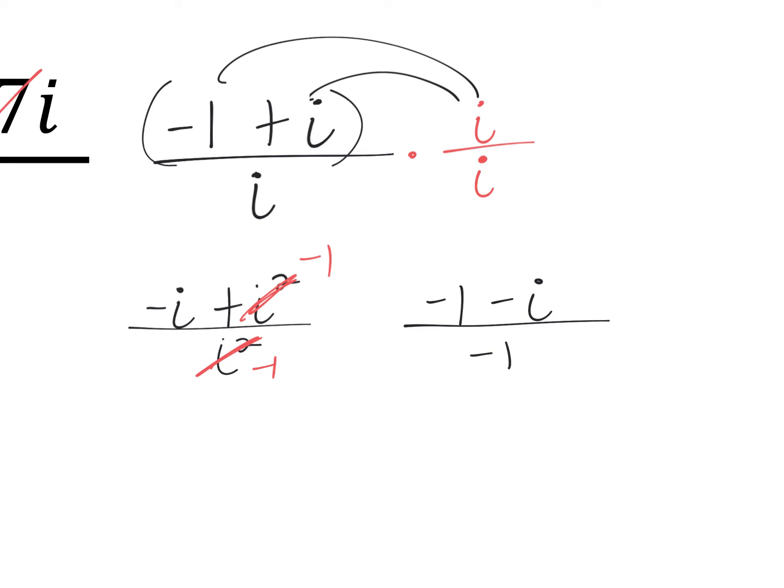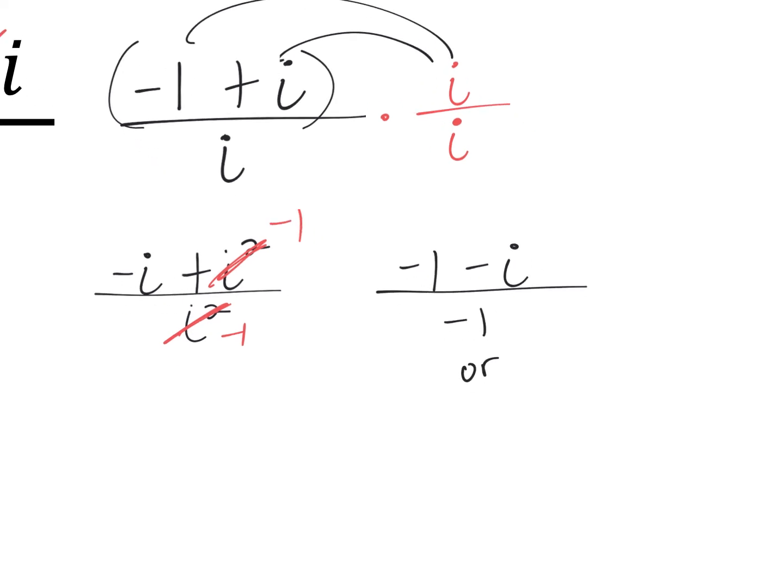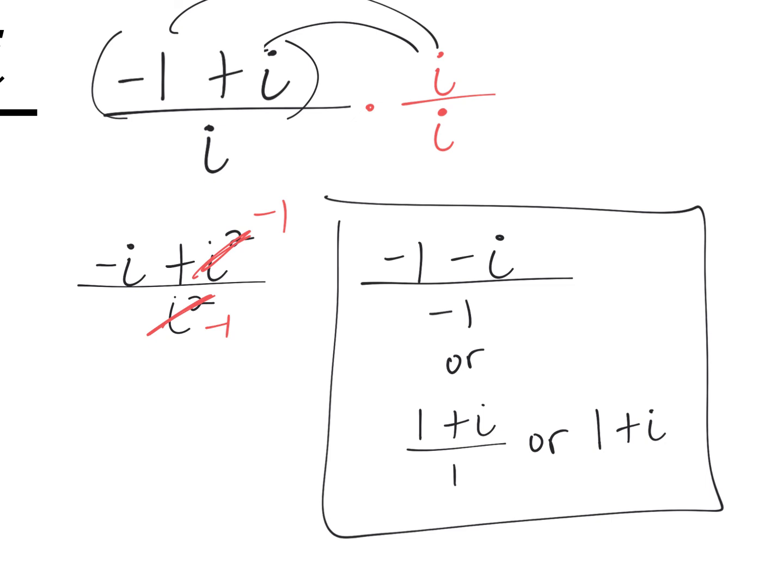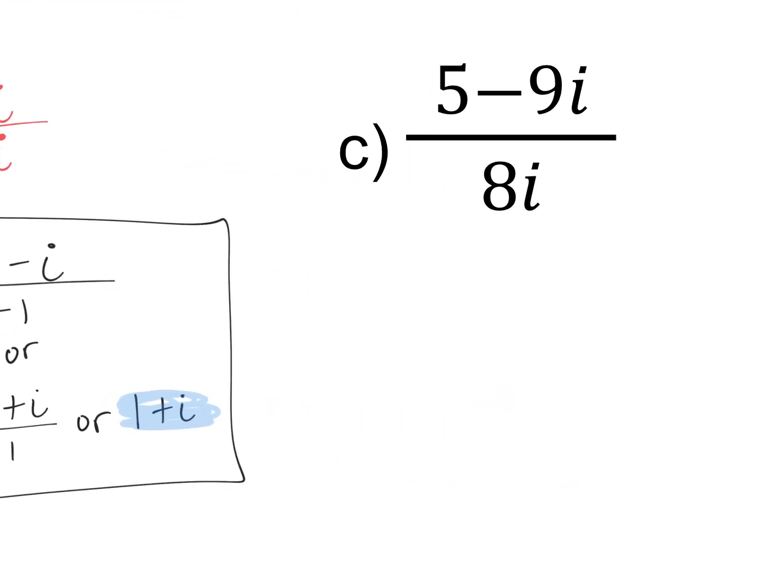This answer is perfectly fine. Or if you wanted to divide everything by negative 1, you could have 1 plus i over 1, or even better, 1 plus i. So any of those answers are just fine. This is probably the best. All right, let's keep going.